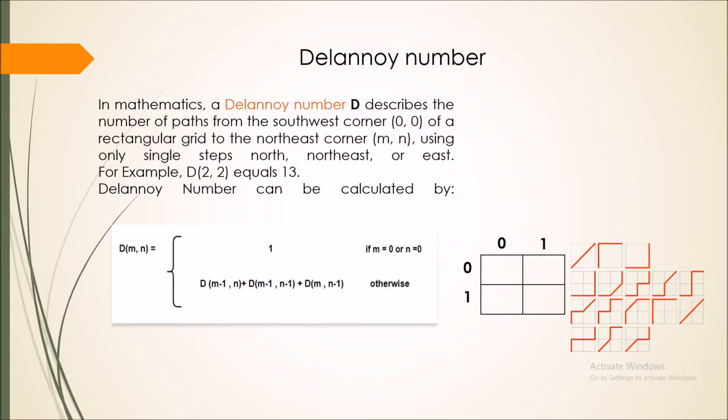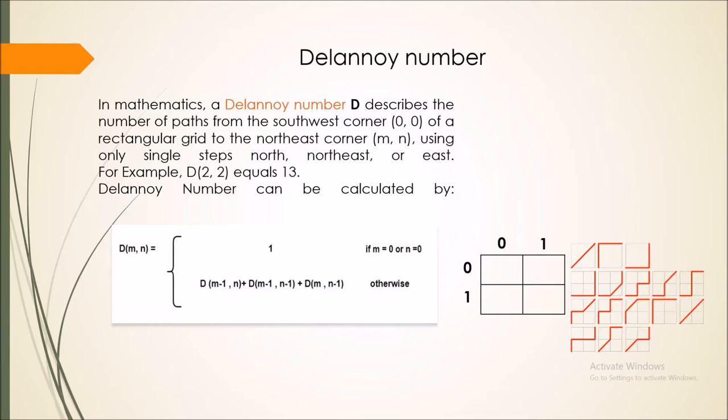In mathematics, a Delannoy number describes the number of paths from the southwest corner, that is (0,0), of a rectangular grid to the northeast corner (m,n) using only single steps north, northeast or east. For example, D(2,2) equals 13.